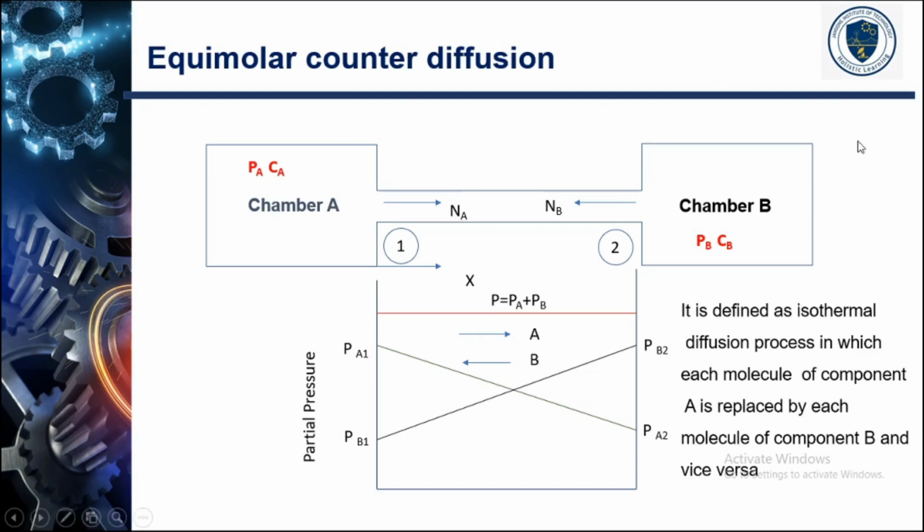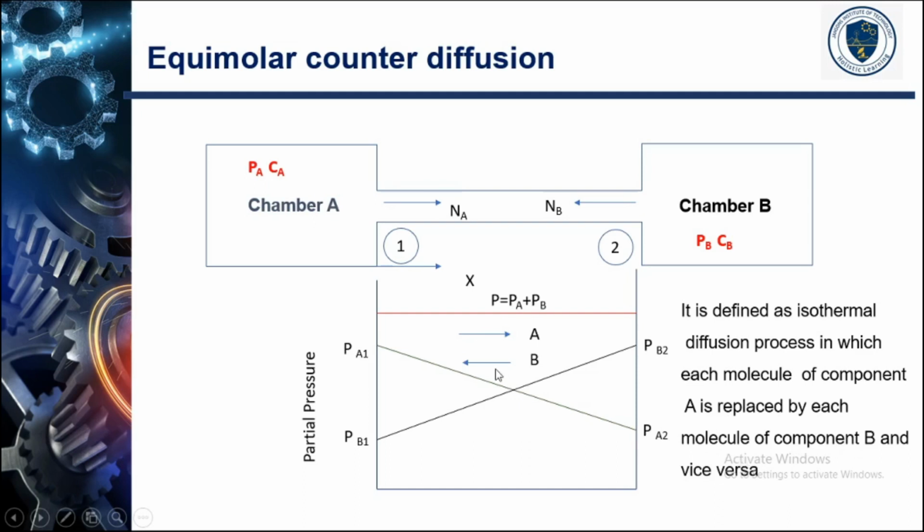So during this mass transfer, the total pressure is equal to the summation of partial pressures, that is Pa plus Pb. So this is called equimolar counter diffusion. The equimolar counter diffusion is defined as an isothermal diffusion process in which each molecule of the component A is replaced by each molecule of component B and vice versa. So this is called equimolar counter diffusion.